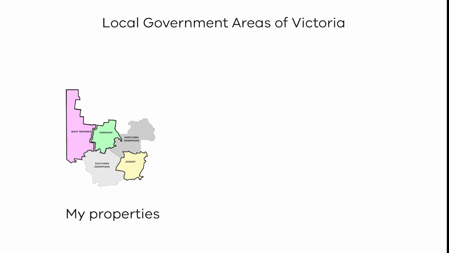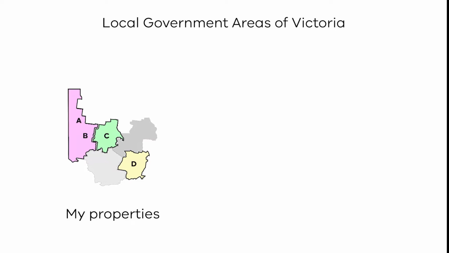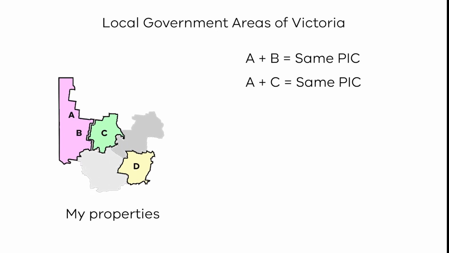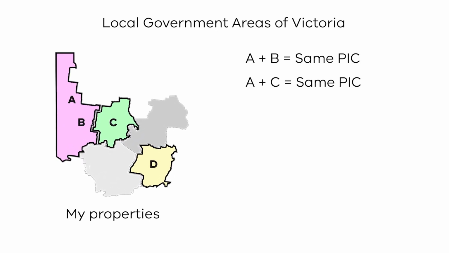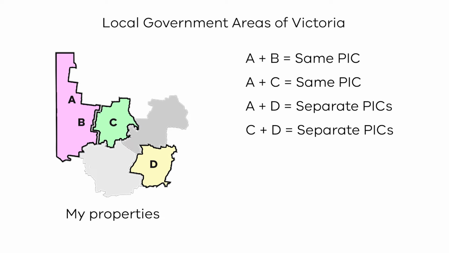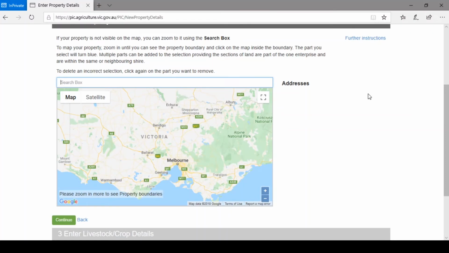You can add multiple properties or parcels of land to the same PIC, provided they are in the same or neighbouring local government area. If you have livestock or crop in other non-adjoining localities, you will need to apply for multiple PICs. This is a very important step and should be completed with care.